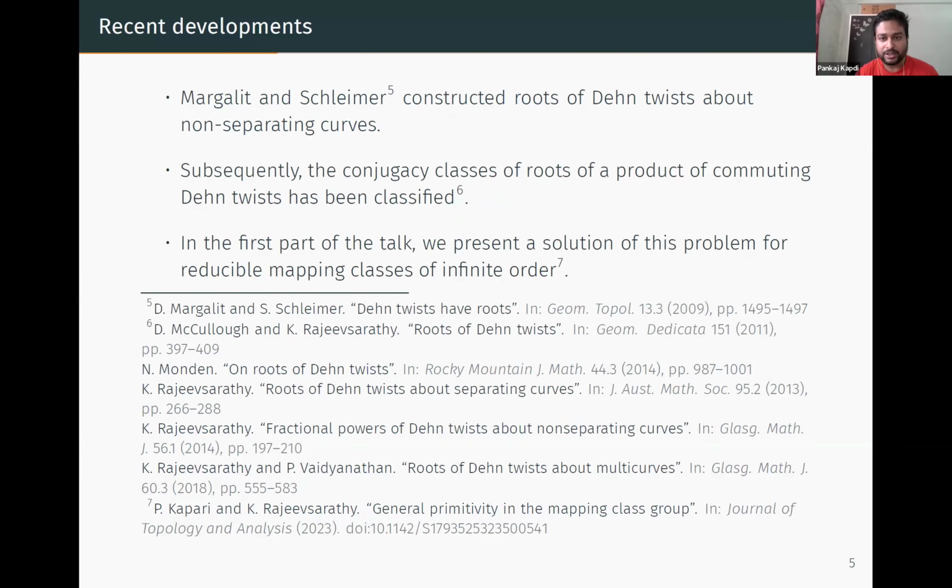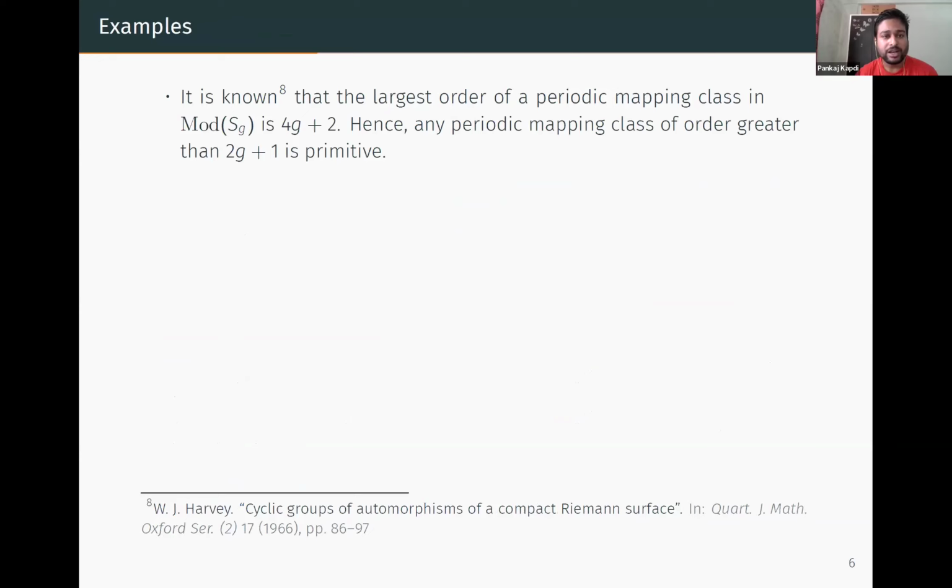In this talk, we present a solution for this problem for the reducible mapping classes of infinite order. Before that, I'll give some examples. We know that any periodic mapping class in the mapping class group must be of order at most 4G plus 2. The 4G plus 2 is the highest order.